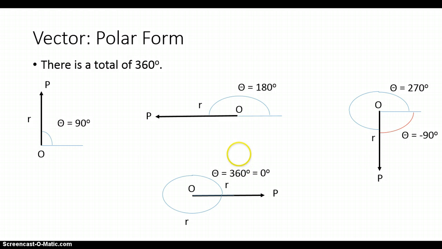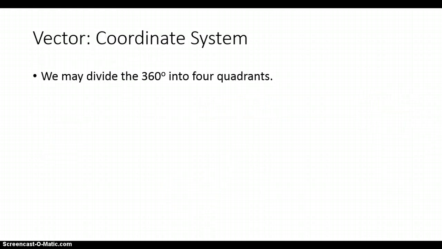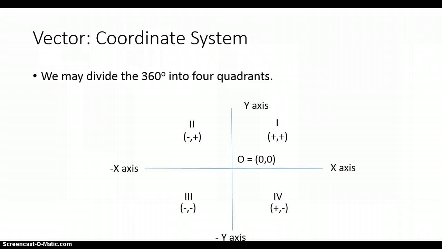All right. Now we may divide the 360 degrees into 4 quadrants. 4 even quadrants. So within this area here is the first 90 degrees. Within this area here is the second 90 degrees.